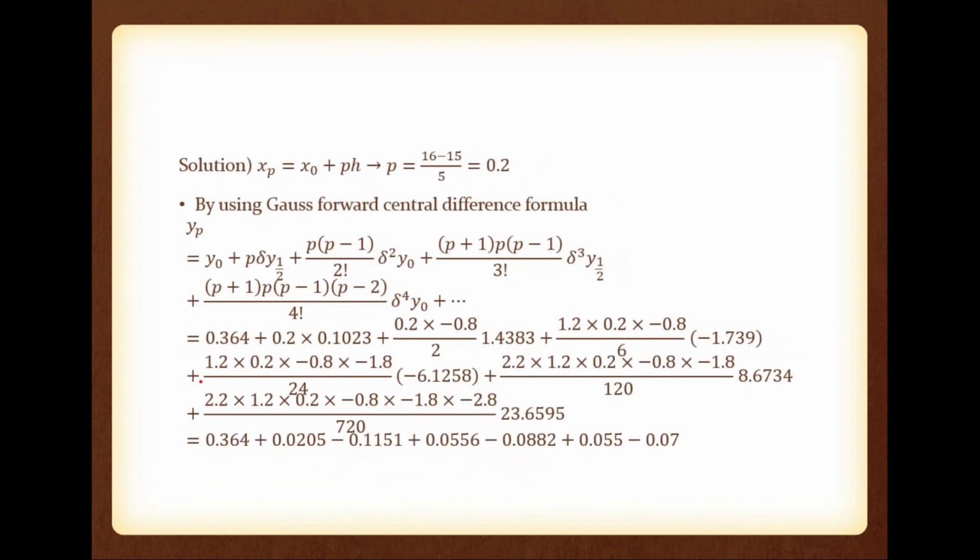So what is the final value of each term? This is 0.364, this is 0.0205, this is minus 0.1151, this is 0.0556, this is minus 0.0882, this is 0.055, and the last term is minus 0.07. So the answer is 0.2218. Means f of 16 is 0.2218. Okay.